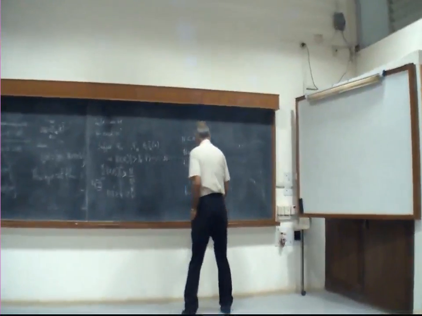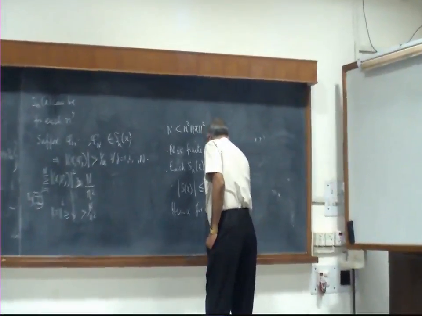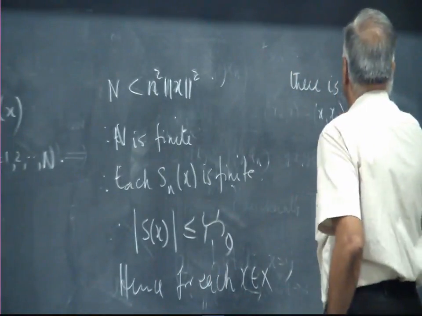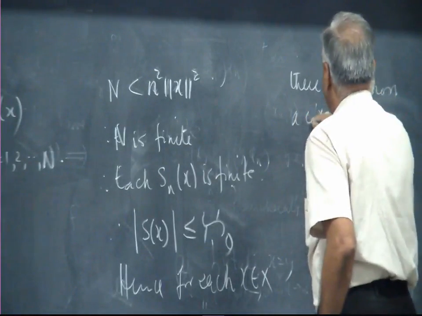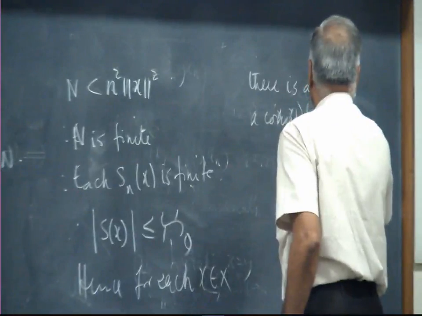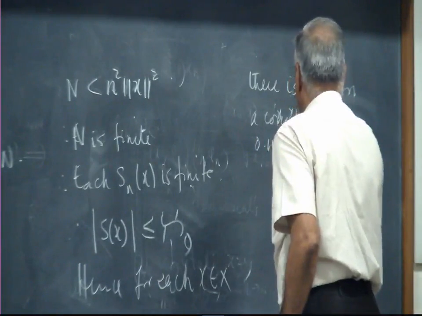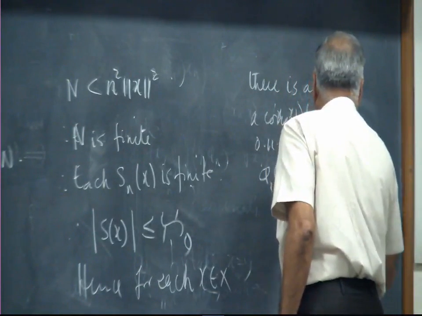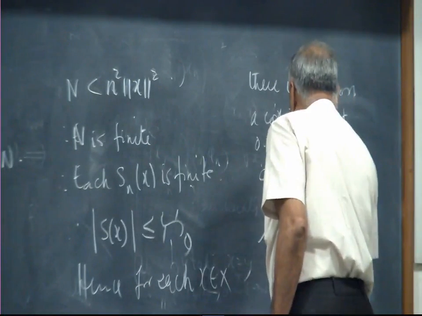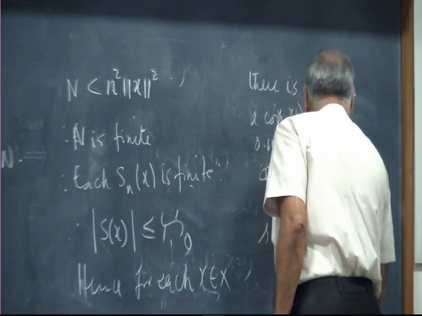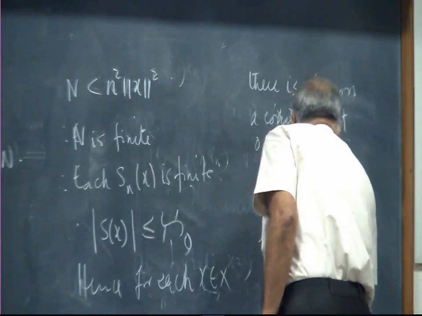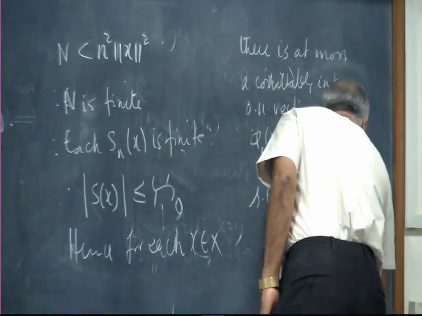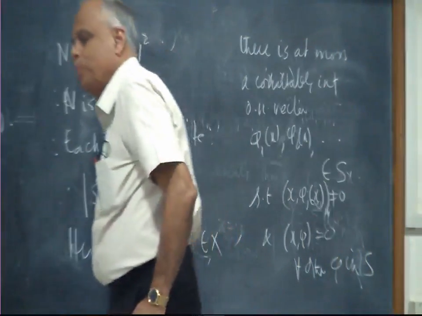So, hence, for each x in X, there are at most countably infinite orthonormal vectors, phi 1 which may depend on x, phi 2 which will depend on x, and so on, in S, such that the inner product of x and phi_j is not equal to 0, and the inner product of x and phi is equal to 0 for every other phi in S. That is the beauty of it.